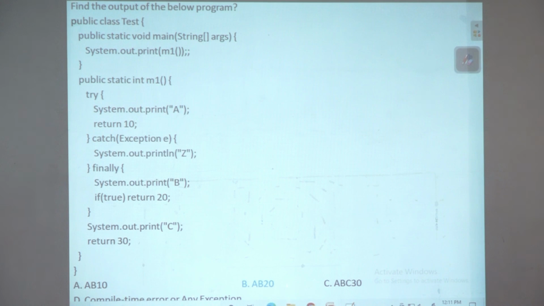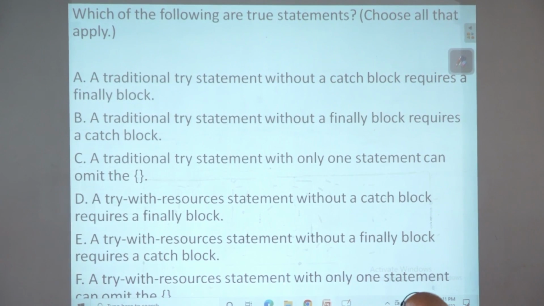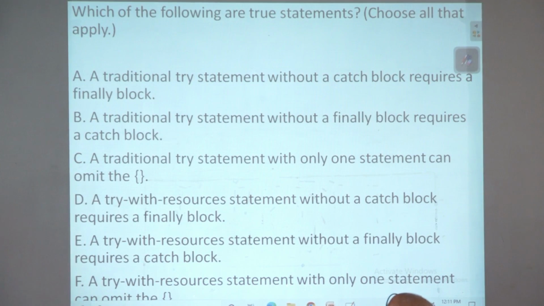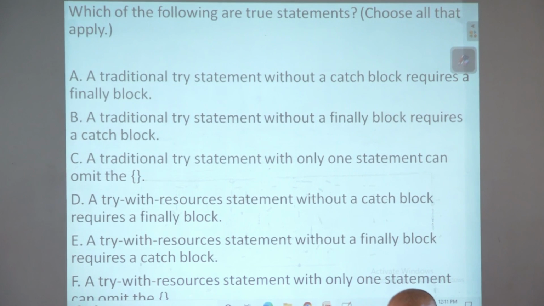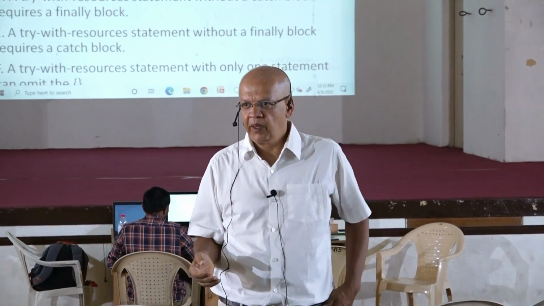Correct. Traditional try means old try. I told you there are two tries now. One is the old try, the traditional try. What is the other try? That is try with resources. Remember I just told you about Java 7. All these questions and interviews today assume Java 8. So whatever is there in Java 7, you are assumed to know.